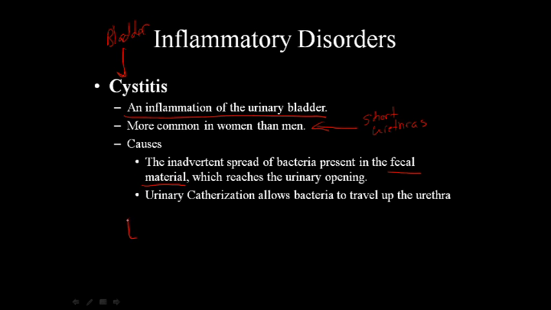But also, you see this quite commonly too, urinary catheterization, which allows bacteria to travel up the urethra. But typically, with urinary catheterization, the bacteria has to be present. So usually the bacteria is already there. It just needs a way to get into the bladder, and urinary catheterization offers the right means to do that.